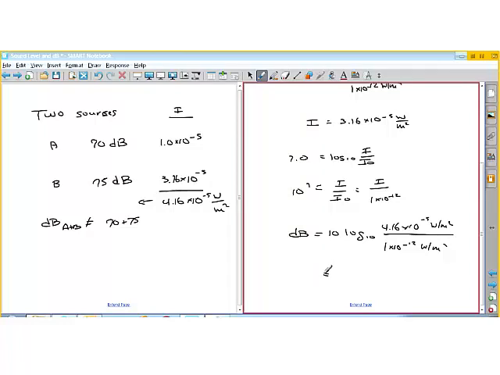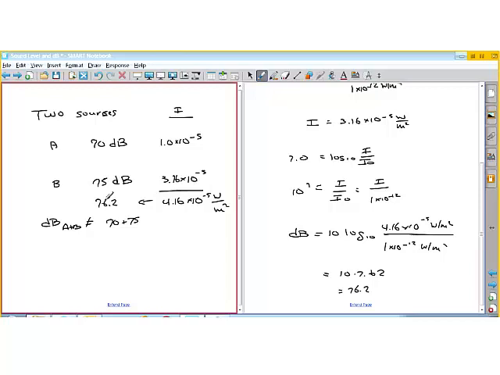And if you plug those in, 4.16 e to the minus 5 divided by 1 e to the minus 12, and then you take the logarithm of that, you get 7.6. So you get 10 times 7.62, which is 76.2.